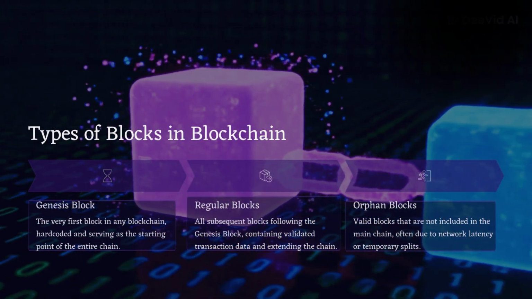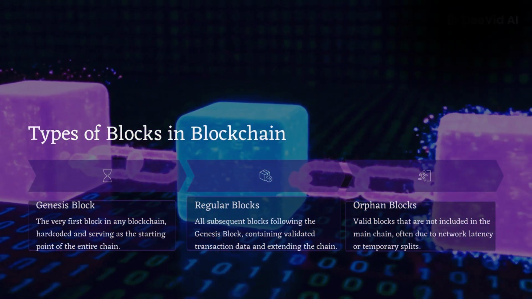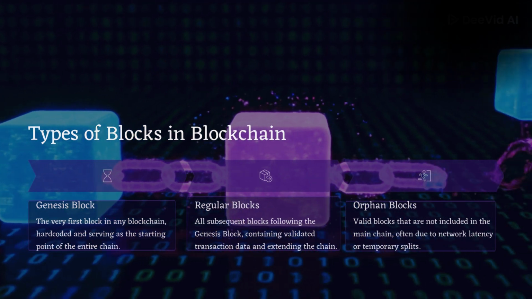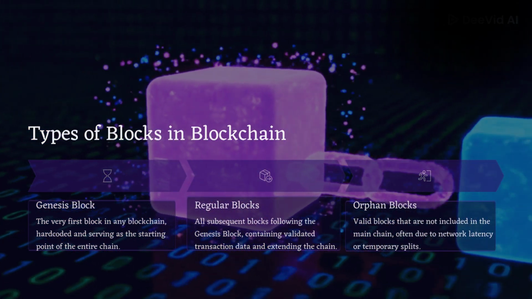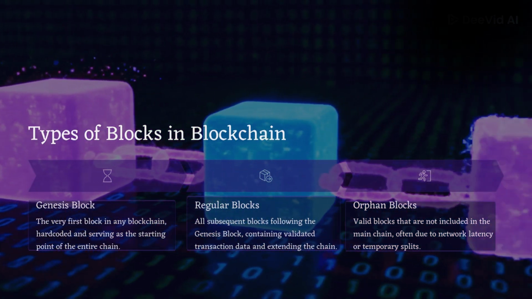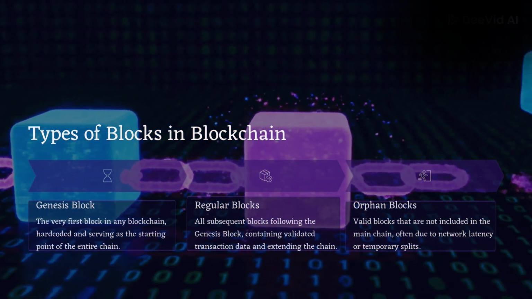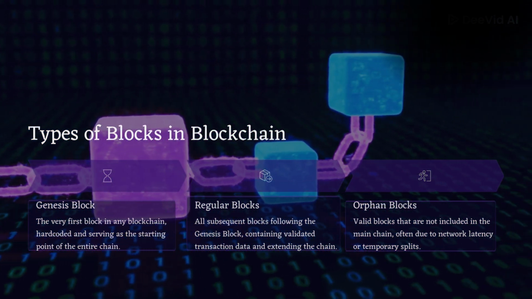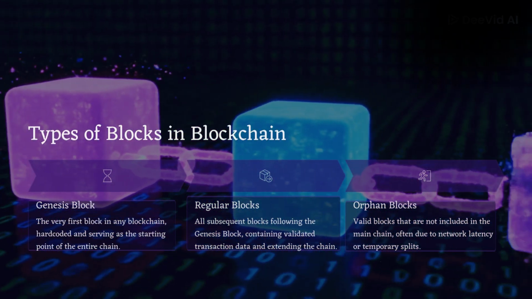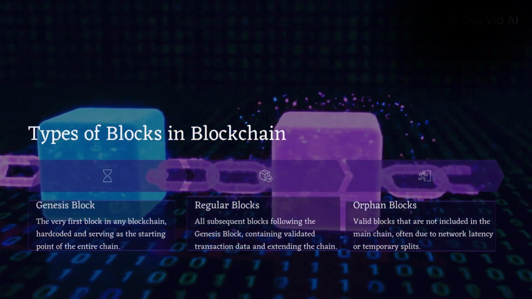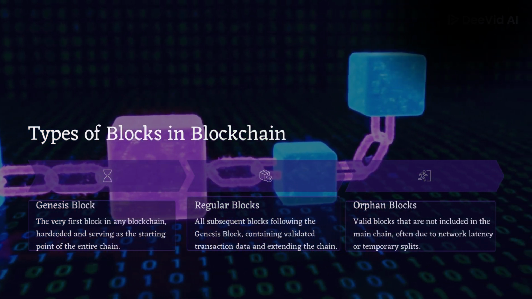There are three main types of blocks. 1. The Genesis block, the first ever block in any blockchain. 2. Regular blocks, all the ones that come after it. 3. Orphan blocks, valid blocks that didn't make it into the main chain due to network delays or temporary forks. They're like the deleted scenes of blockchain. They exist but don't make it into the final movie.